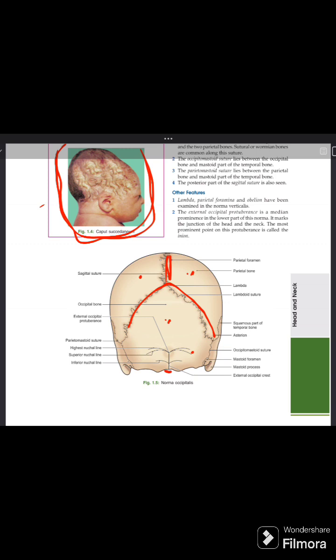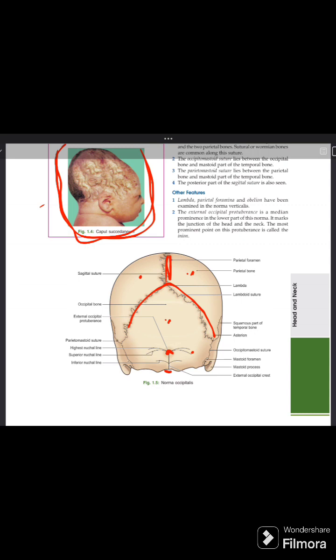Okay, after that there is an occipital protuberance, the external occipital protuberance. You can see this point. There is an outgrowth-like point. You can touch and feel it. There's a pointy structure at that point. That is your occipital protuberance. After that there are some higher nuchal lines also.